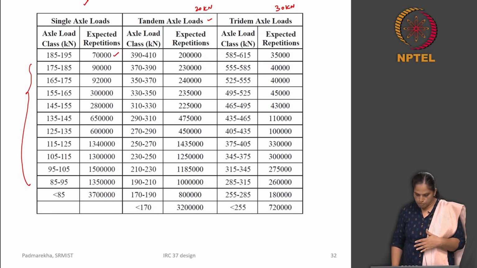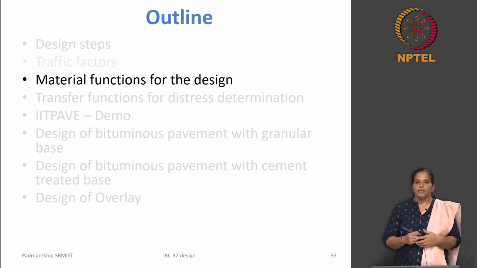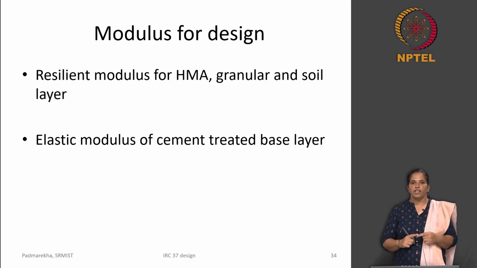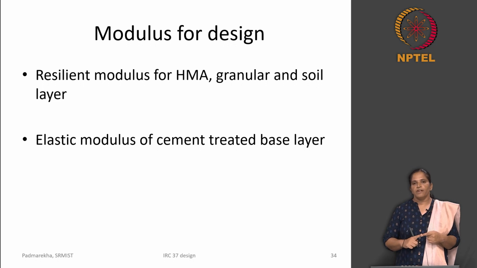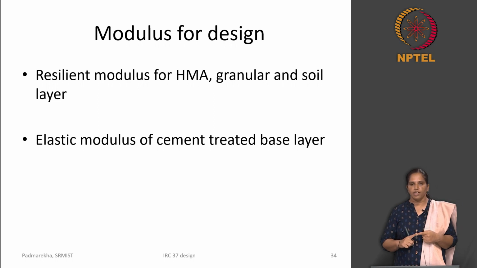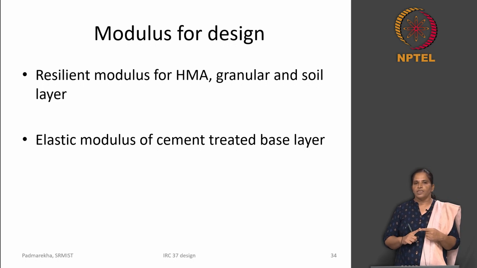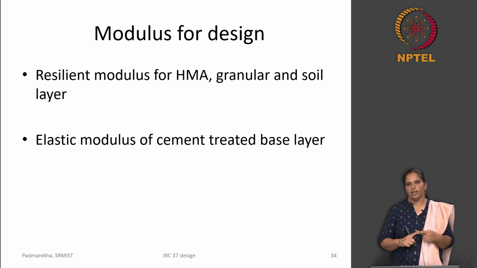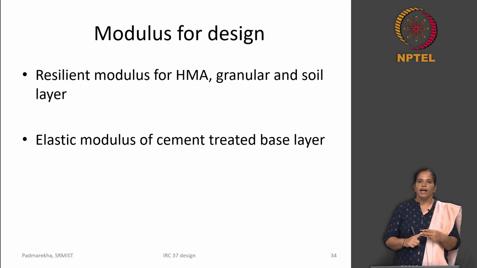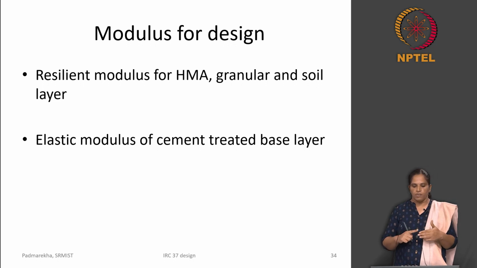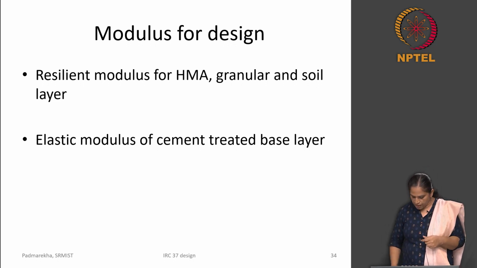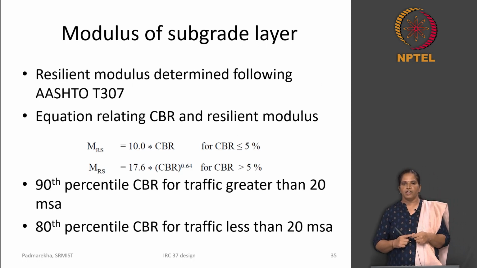So this grouping will help us to reduce the data size and it will be easy for further computations. So the next input that we give for the design is the material functions. The main material function that we need for the design is modulus. We know that the layers are assumed as elastic and we compute the stresses and strain. So instead of an elastic modulus, we consider here a resilient modulus for the design purpose. So we use resilient modulus for hot mix asphalt layer, granular layer and soil layer. In case we use a cement treated base layer, we use an elastic modulus there. So we will see in detail about this modulus for different layers.